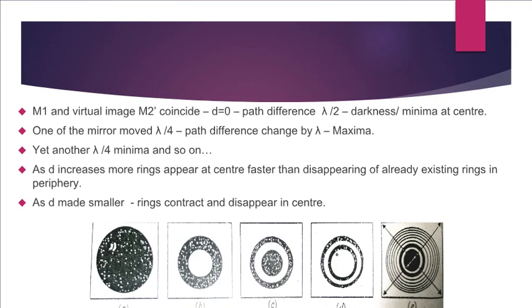As we move one of the mirrors in the outward direction, more rings appear at the center and already existing rings in the periphery disappear. Similarly, if we are moving the mirror towards glass plate G1, d becomes smaller and smaller, internal rings contract and disappear with new rings simultaneously appearing in the periphery.